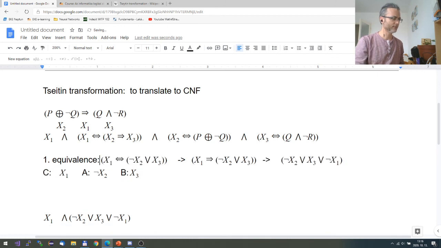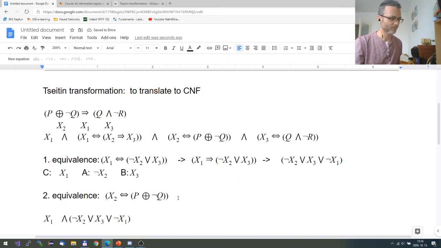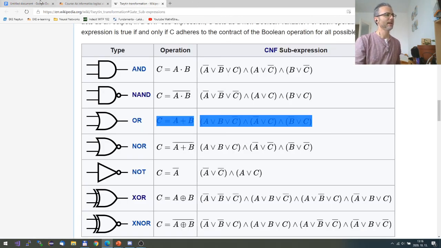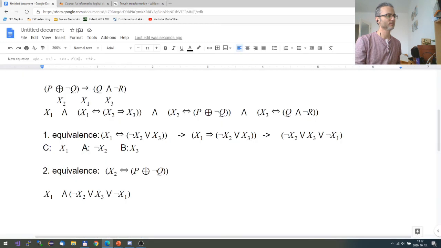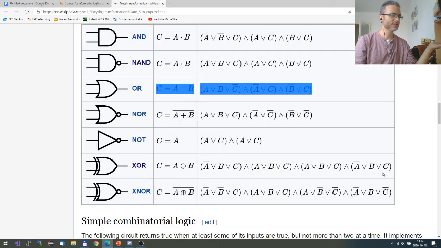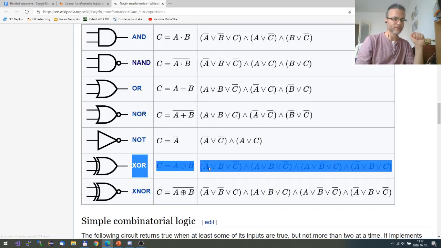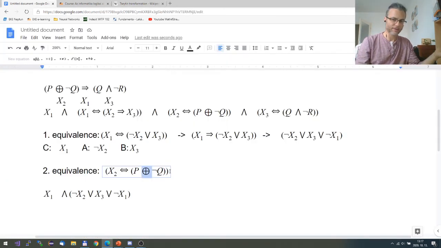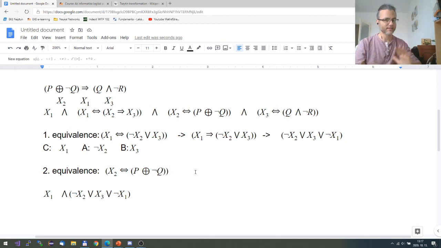I translate it to CNF, and now comes the second equivalence, this one. So I have to translate it to CNF. How to do this? Well, I could immediately go to this table and just check what operator I use on the right-hand side. It is XOR, so I should use this row of the table here. So I would get 4 clauses out of this equivalence if I use the basic Tseitin transformation.